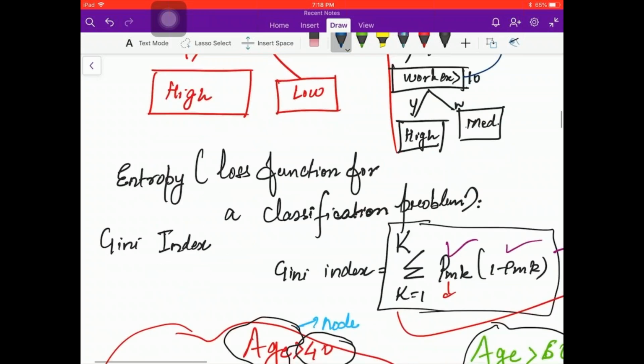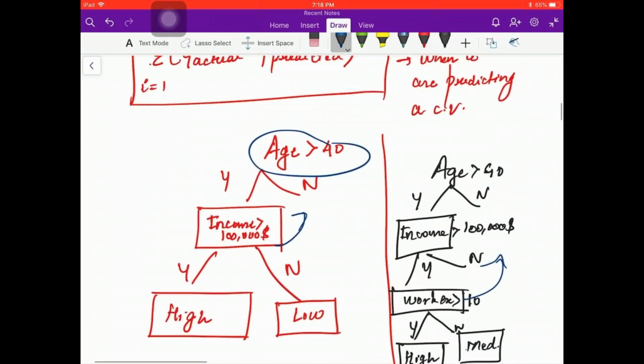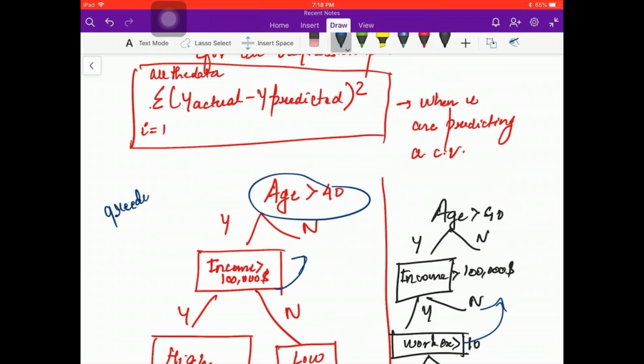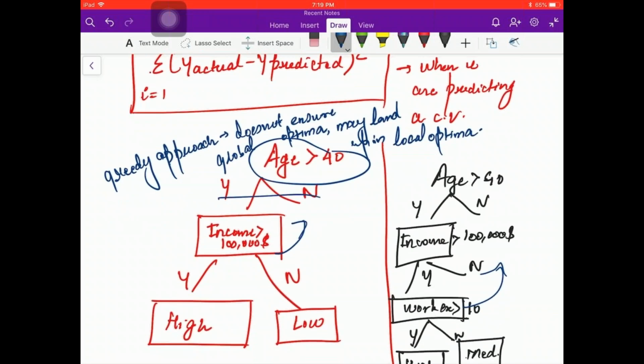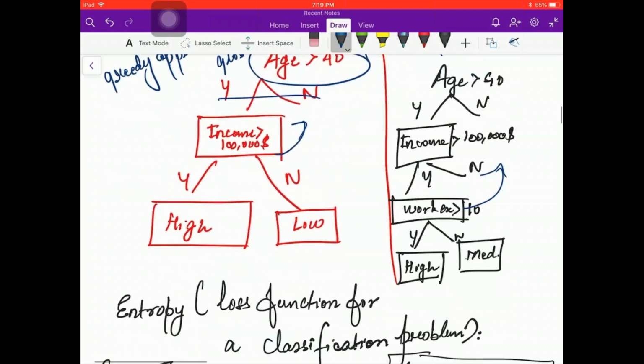So I think this is where decision trees fail, and you have to remember that this is called a greedy approach. It does not ensure global optima. It may land up in local optima. Okay, so a greedy approach, why? Because it just sees at a particular node or a particular division what is the reduction in the entropy. And last time we had a very detailed discussion of entropy. So entropy is basically the loss function for a classification problem.